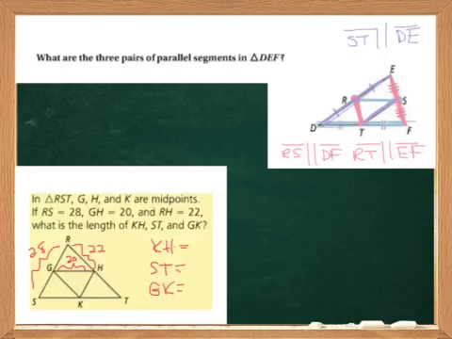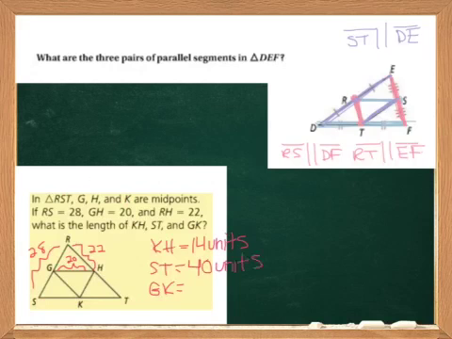Well, starting with RS. If RS is 28 units long, then the midsegment that's parallel to it has to be half of that. So that means that KH must be half of 28, which would mean that it's 14 units long. Now looking at GH. Well, GH is parallel to ST because GH is the midsegment that joins points G and H, so it's parallel to the third side. And if this is 20, that means ST must be twice that, so it must be 40 units.